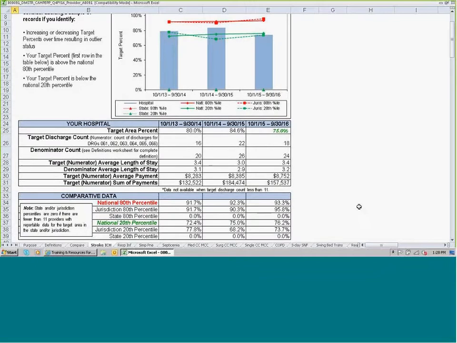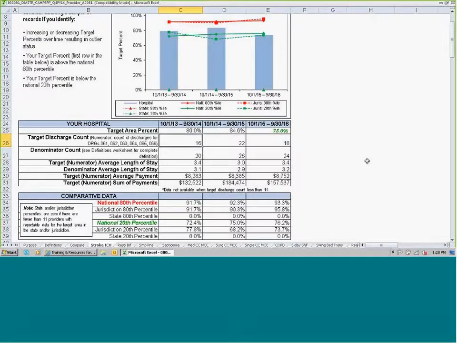Below the graph, I display your target area percent for each of the 3 time periods. And you'll see here that since the hospital is below the national 20th percentile, their target area percent is green italic. Here is the numerator count, and here's the denominator count. We also calculate the average length of stay for the numerator discharges, the average length of stay for the denominator discharges, the average amount of Medicare reimbursement for these numerator discharges, as well as the total amount of Medicare reimbursement for these numerator discharges. So these are really the numbers behind these statistics in the graph.